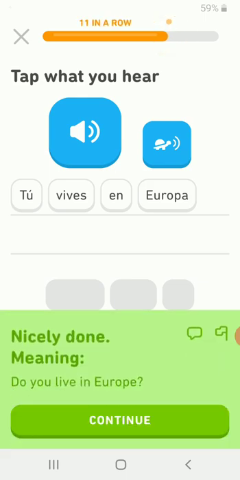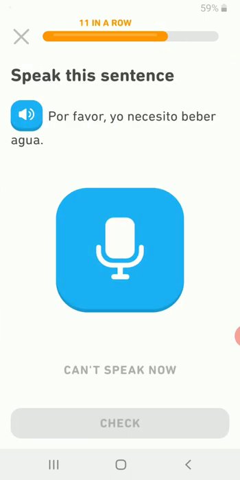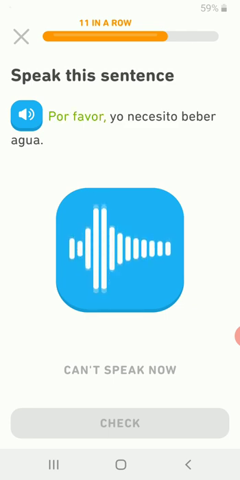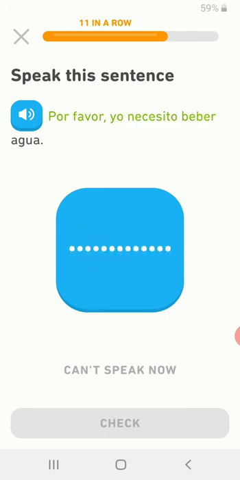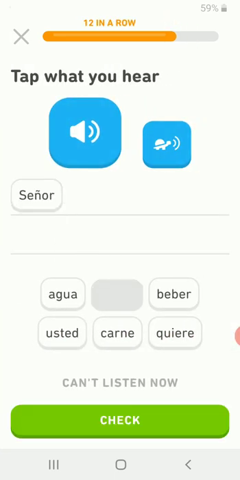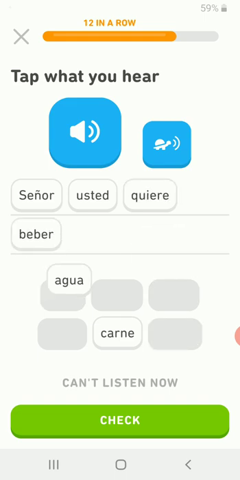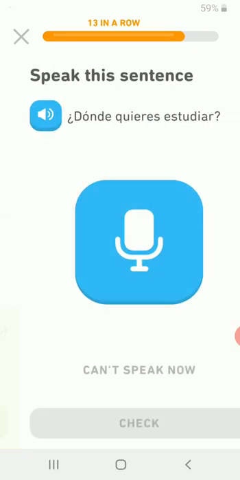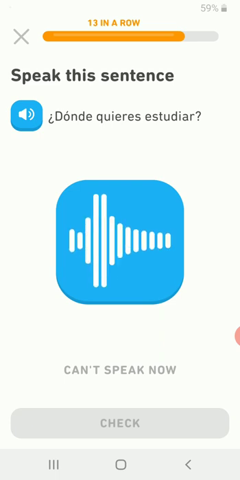Por favor, yo necesito beber agua. Beber is to drink water, agua. Señor, ¿usted quiere beber agua? Usted quiere beber agua. ¿Dónde quieres estudiar?